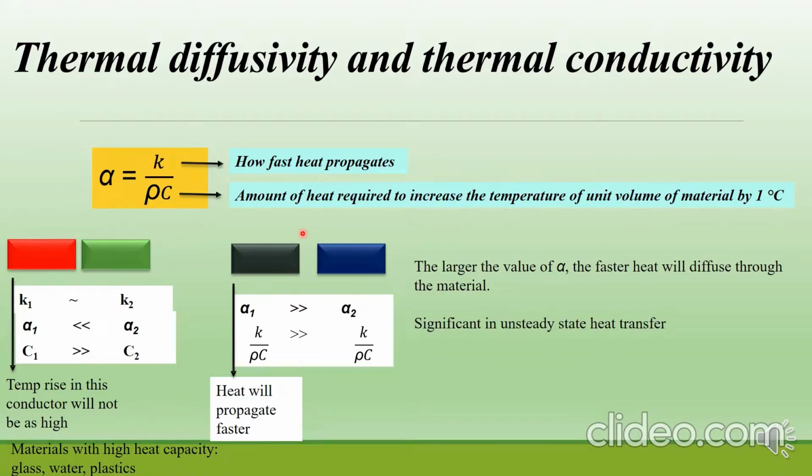Thermal diffusivities are significant in unsteady state heat transfer because the steady state final temperatures are not reached yet. Also, thermal conductivity has the units of watt per meter per degree Celsius and thermal diffusivity has units of meter square per second. That's all for this video.